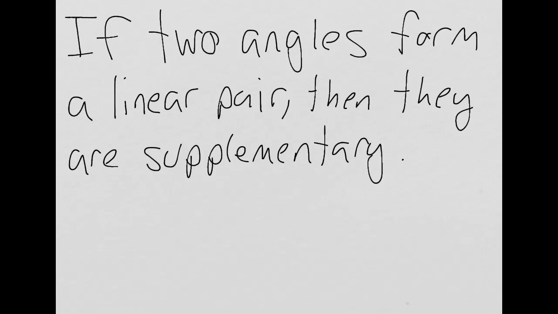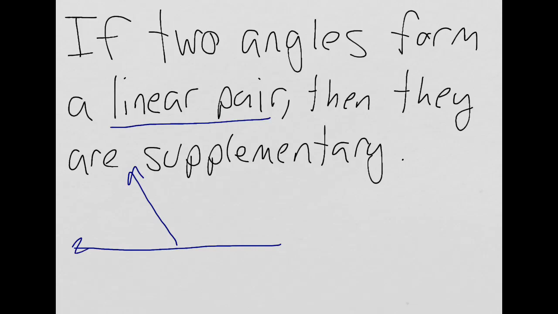Now that you've had a chance to work that out on your own, let's go ahead and go over it together. So if two angles form a linear pair, then they are supplementary. So we're trying to decide if this is a true or a false conditional statement. Let's take a look at linear pair here. So a linear pair looks like this. It's two adjacent angles whose exterior sides, these guys right here, form a straight line.